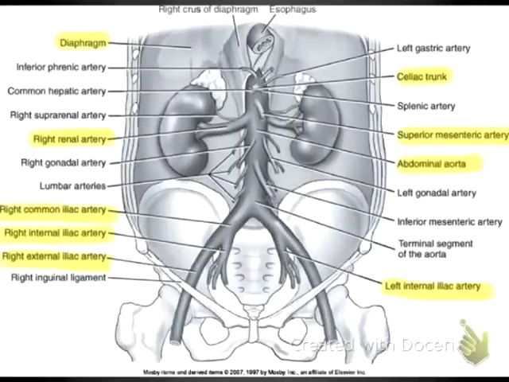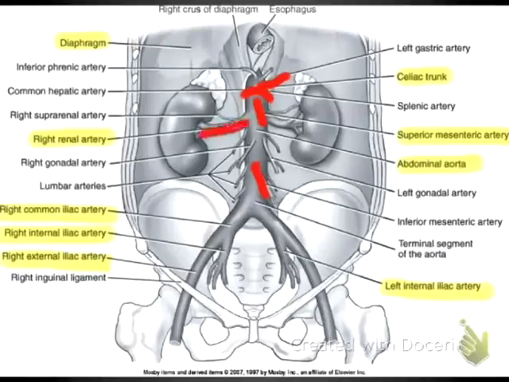Okay, here's a diagram that demonstrates the relationship of the SMA and the celiac trunk. As we saw before, the celiac trunk comes out and we have three branches: the left gastric, the splenic, and the common hepatic. Slightly below that is the superior mesenteric coming out like this. And then down just a little farther before the aorta bifurcates is the IMA. So those are things that we need to keep in mind.